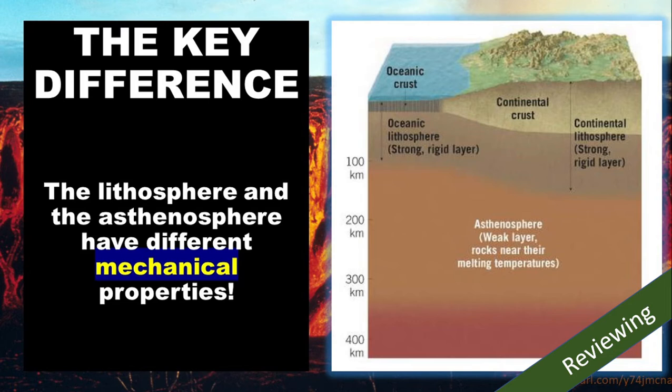And remember, we have this important way again to sort out the difference here. We're talking about two different mechanical properties. If you put stress on it, like plates are trying to move, the lithosphere tends to bend or break or fold, whereas the asthenosphere is going to flow. Admittedly, very slowly, on the order of a few inches per year, but it will flow.